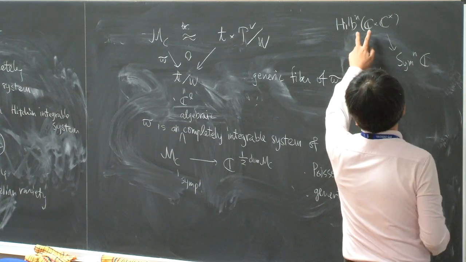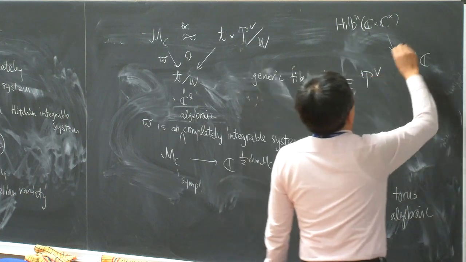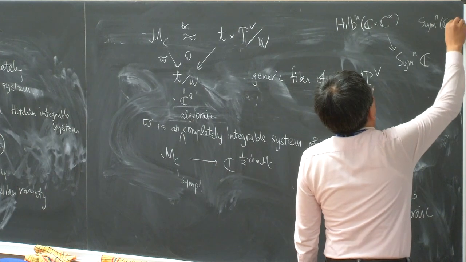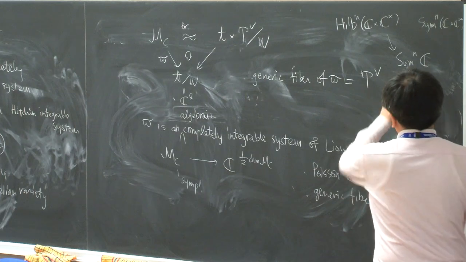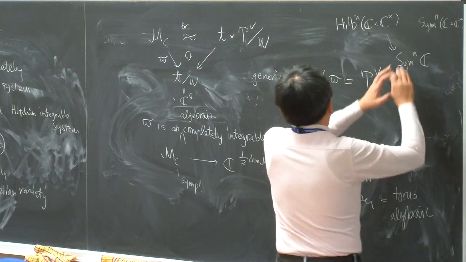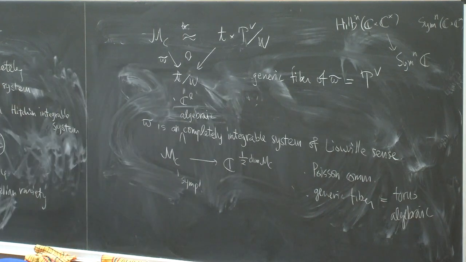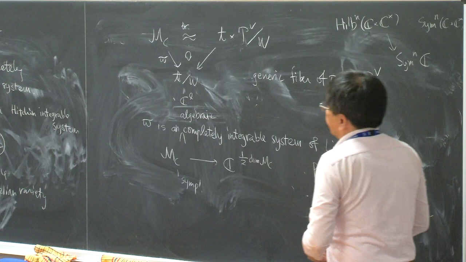And the Hilbert scheme, maybe I don't have time to explain how the Hilbert scheme appears, but symmetric powers of C cross C star will appear as a Coulomb branch, a particular Coulomb branch. And then you see that in this particular example, this is exactly an integrable system. And on the left, it is like the Hilbert scheme of C star times C star, the K-theoretic version. In this case, symmetric powers of C star cross C star.